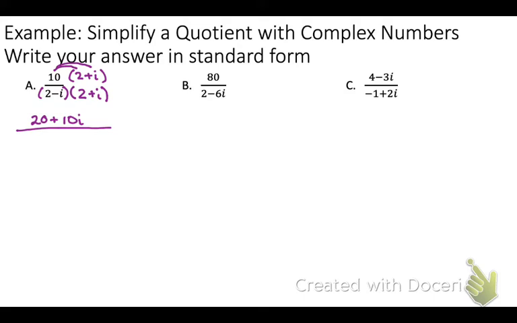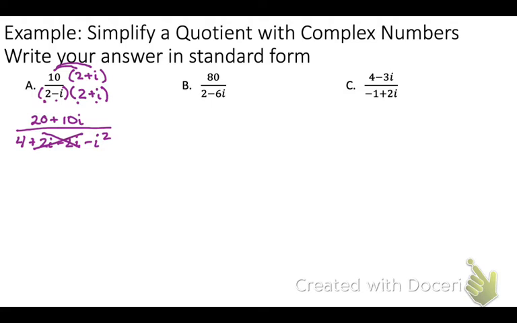And now I need to do what with the denominator? I need to distribute as well, right? So 2 times 2 is 4. 2 times i is 2i. Negative i times 2 is negative 2i. And then I get negative i squared. Just FOILed it out, right? And if I do this right, every single time, what is going to happen to my two center terms? They're going to zero out.